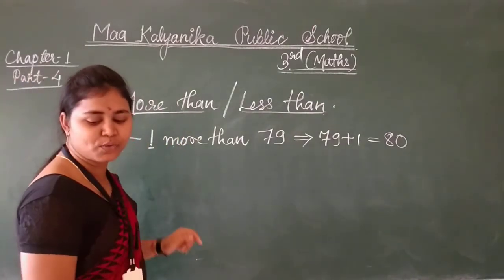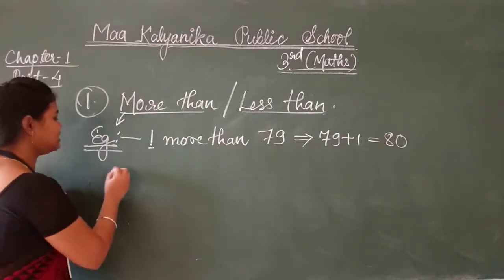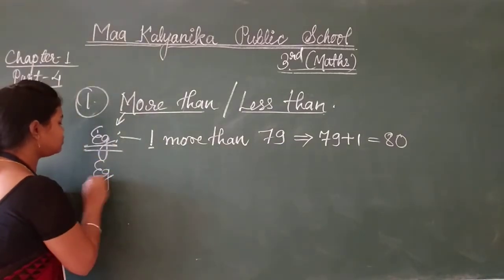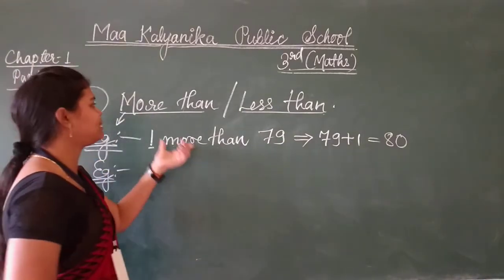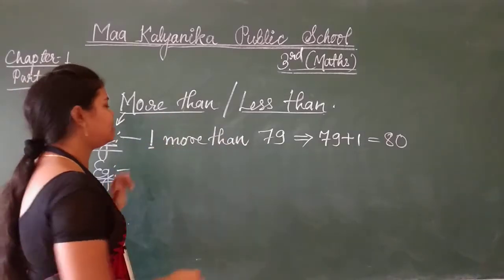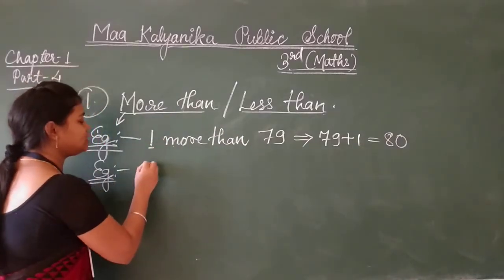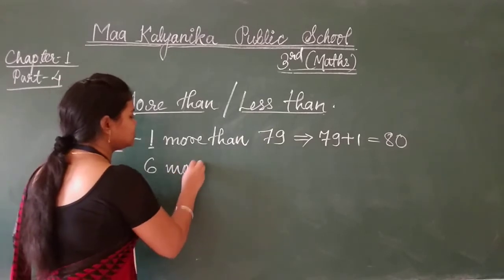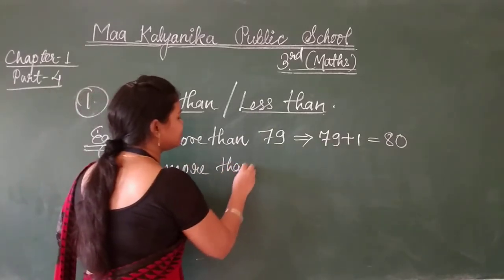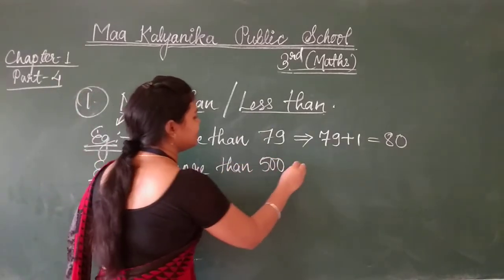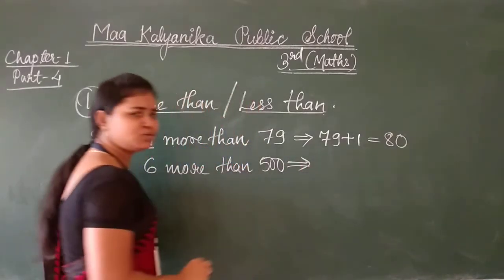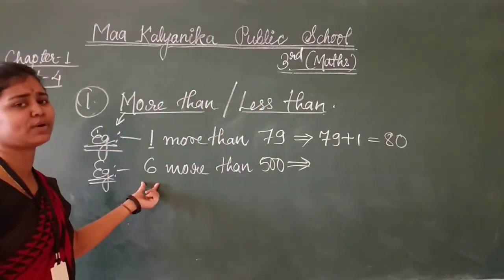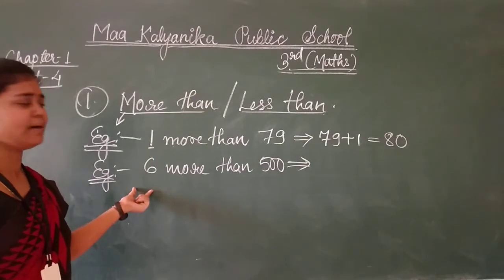So now your next question is 1 less than. But first I am telling you one more example for more than. For example, 6 more than 500. So I think you have understood the first example, so easily you can solve the second example.